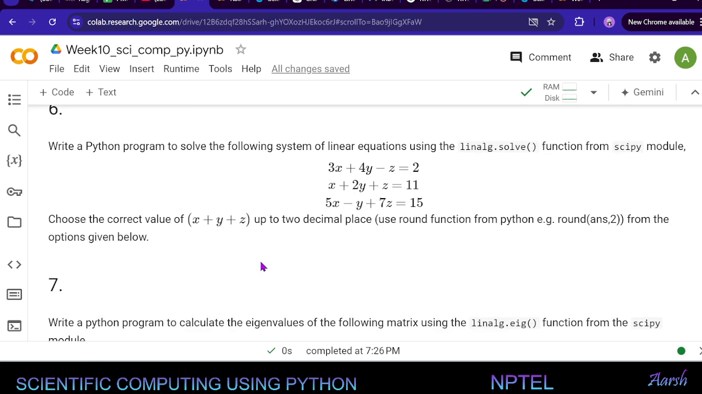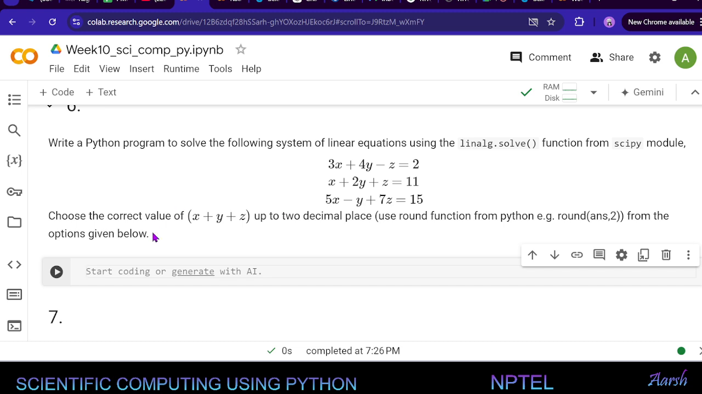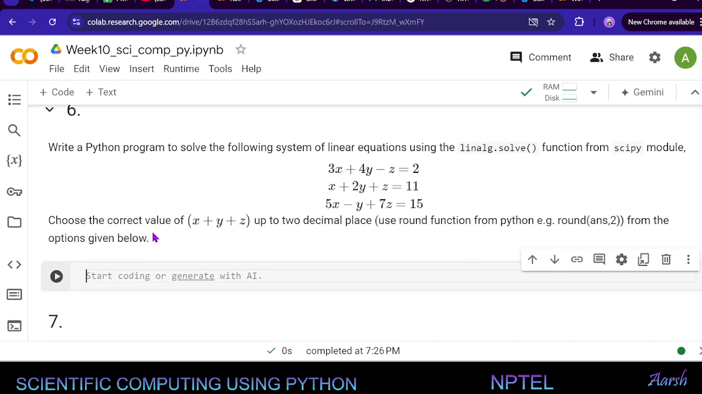Okay, pretty simple. And now we have these linear algebra questions, but most of it is already given what to do. So even if you haven't learned this, it should be doable. Nonetheless, these questions will help you. So write a Python program to solve the following linear equations using this linalg.solve function from the SciPy module. So we'll import that one. This is the system. This function will solve and give us the x, y, and then choose the correct value of x plus y plus z, and round it off up to 2 decimal points.